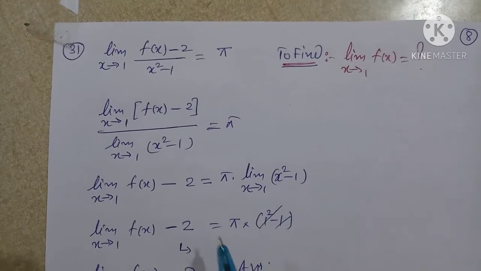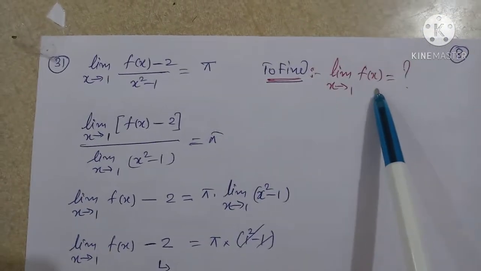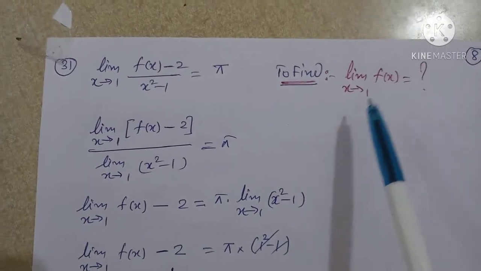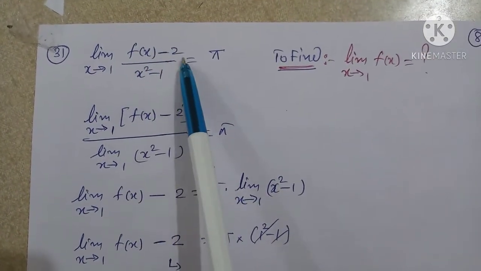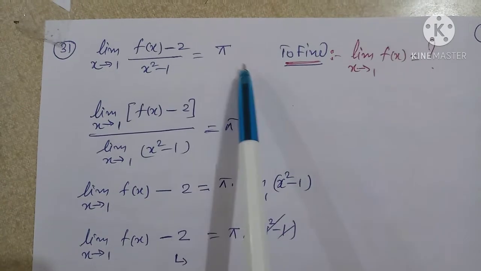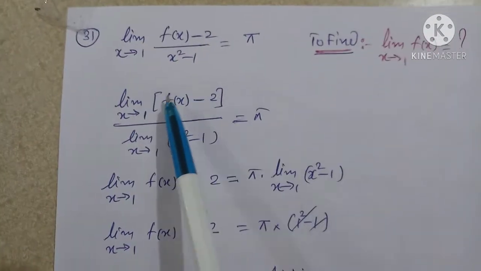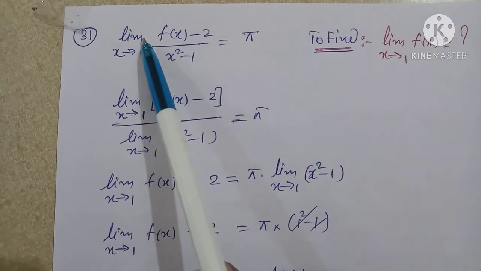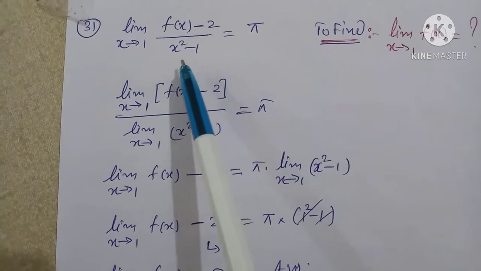Now question number 31. Find the limit as x tends to 1 of f(x). In this question, the limit as x tends to 1 of (f(x) - 2)/(x² - 1) is equal to π. So use the algebra of function limits. Write the limit in the numerator and in the denominator separately.